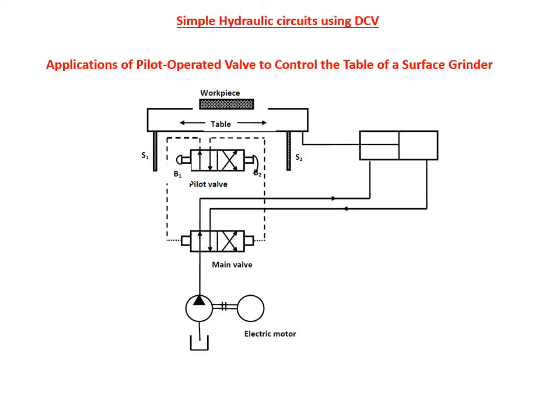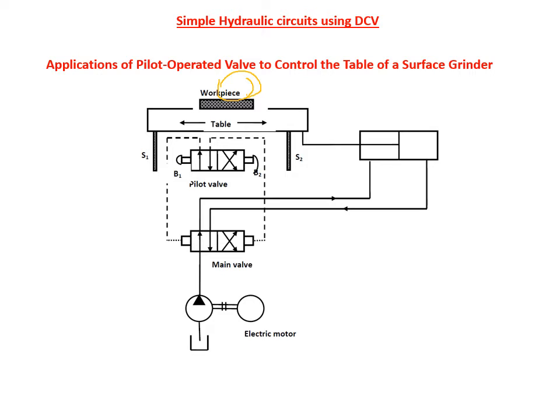So let us look at this first diagram. This is an application of a pilot operated valve to control the table of a surface grinder. This is a surface grinding machine which has a workpiece installed on its bench. This bench has a to and fro motion against a rotating wheel, so that there will be a machining operation. Let us consider that here there is a wheel, and this wheel is rotating and the workpiece moves against that wheel, so it is getting machined.